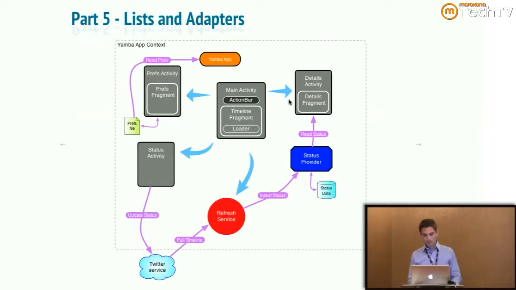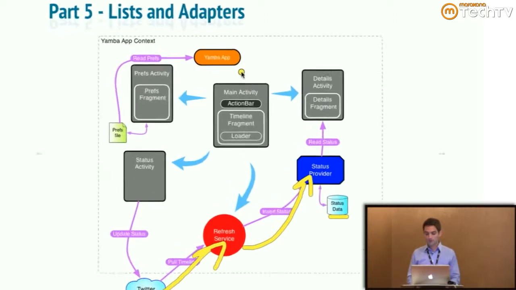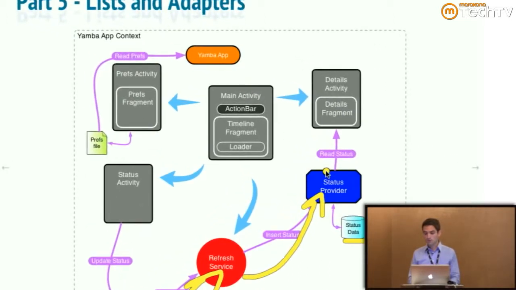So now that we have the data, we got the data from Twitter via the service. The service stuffed it into a content provider. Behind the scenes, the content provider happens to be storing it in a database, but we don't really care about that, because the rest of the system is agnostic to the actual storage, right? Now that we have the data, we want to build a way to see it. I want to finally see what my friends are up to.